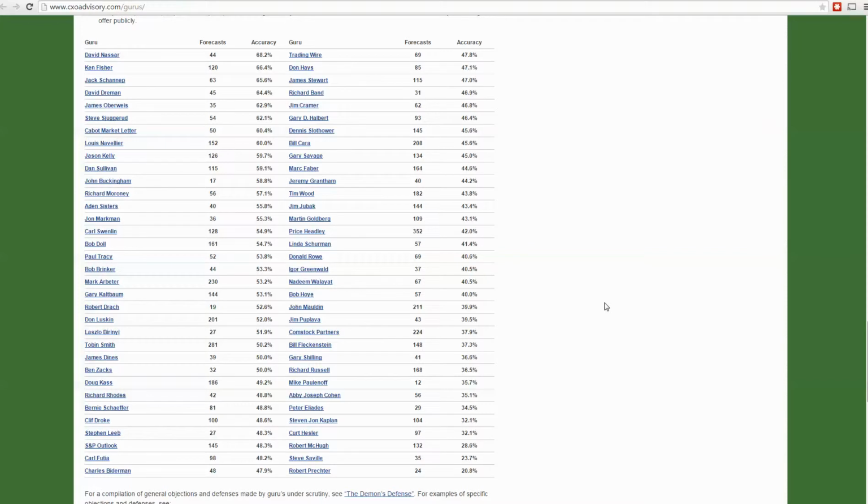Here we can see from Robert Prechter at the bottom, an Elliott Wave expert, 24 forecasts with an accuracy of 20.8%. And again, there are limitations to the study. But the truth is, from a range of what we call market experts, you can see the percentage accuracy ain't so hot.